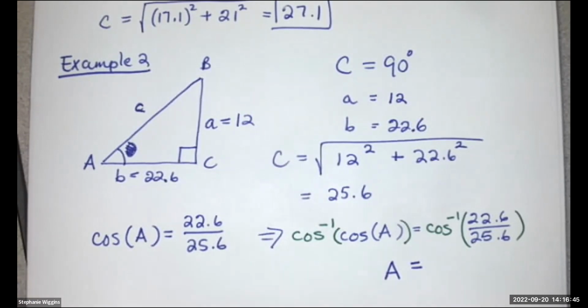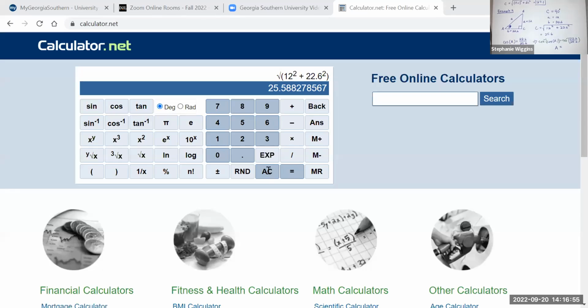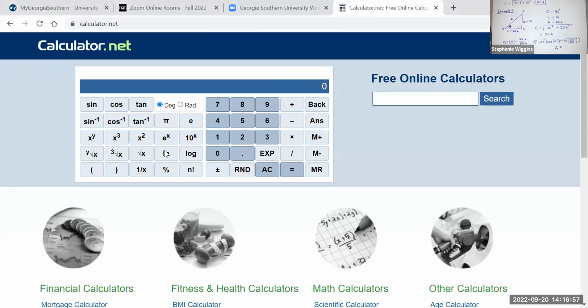And then I'm going to use the calculator. Make sure my calculator is in degrees. That's your first step. Always make sure you're in the right mode. And then I'm going to take cosine inverse of 22.6 divided by 25.6.